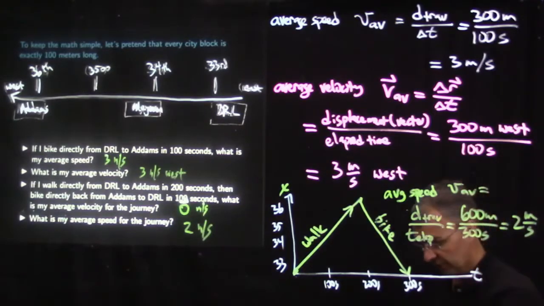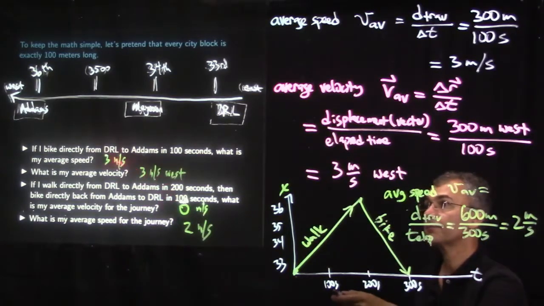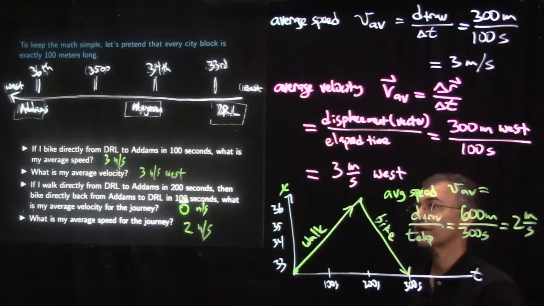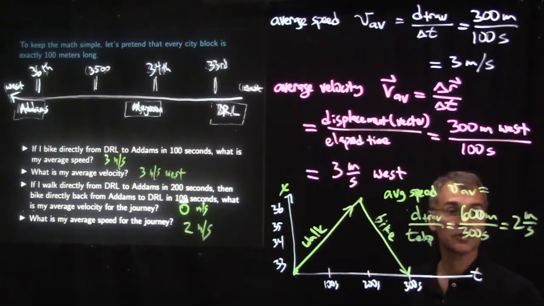So, first question. My average speed on my bike here was 3 meters per second. My average velocity was 3 meters per second in the west direction.